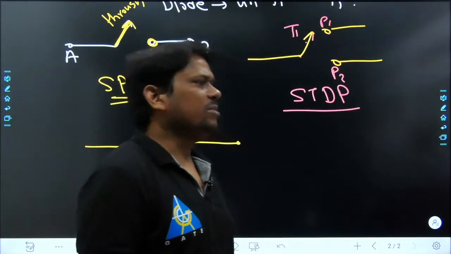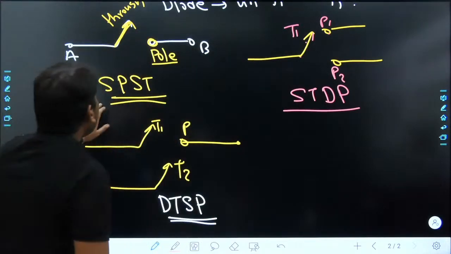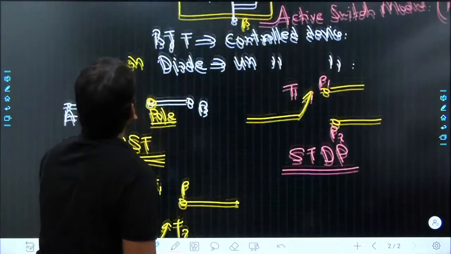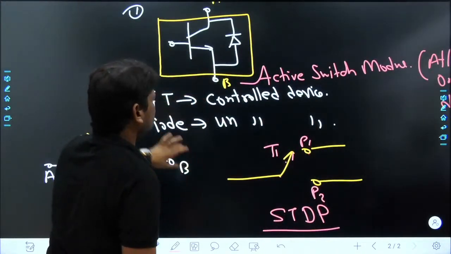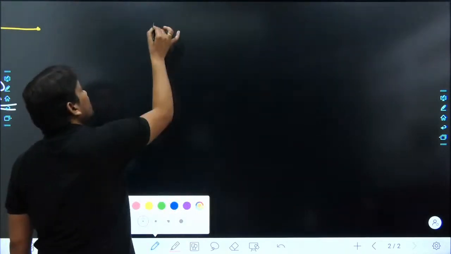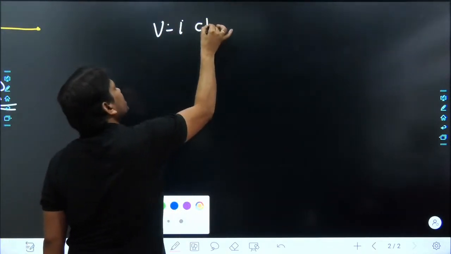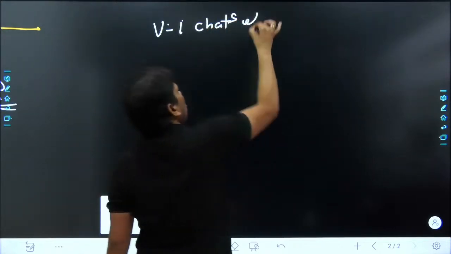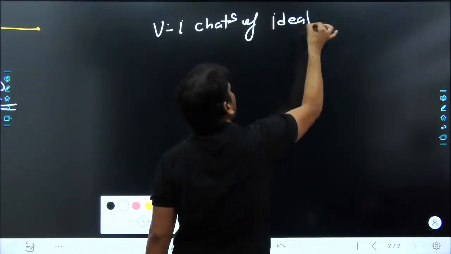Now tell me, is it clear? Very nice. Now, what is our main objective? The main objective is to design the VI characteristic of this switch module. So please be serious and write the heading: VI characteristics of ideal switch module.